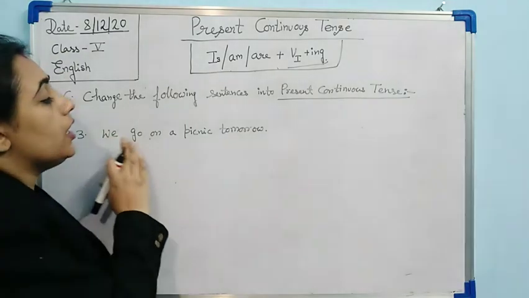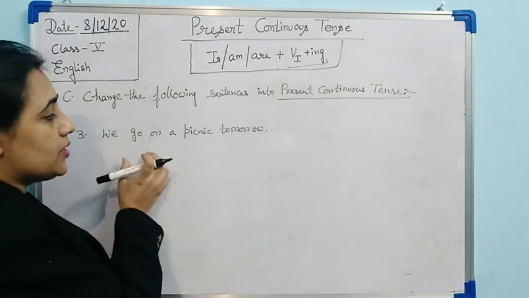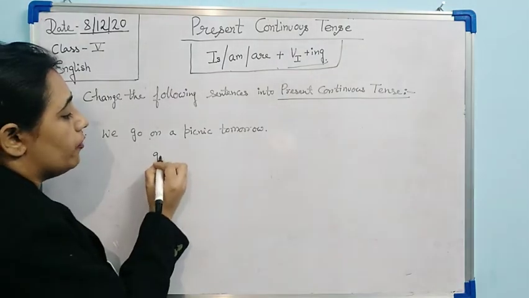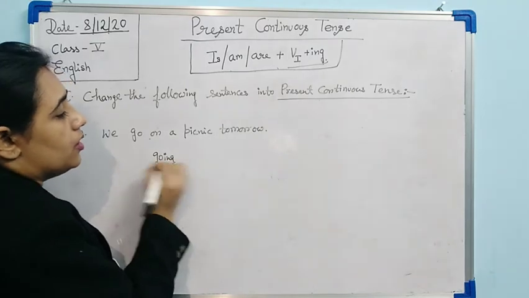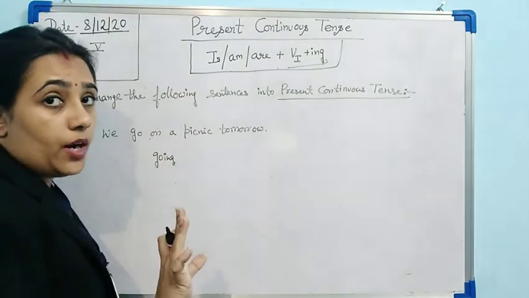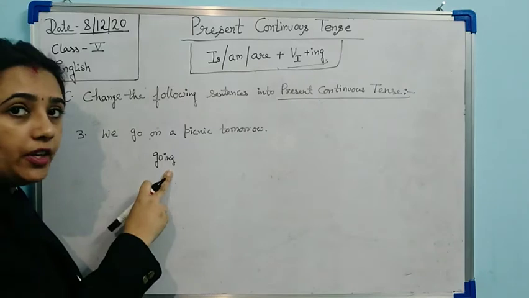Okay. So, we go on a picnic tomorrow. The base form is go only. So, go will remain like this, plus ing. Going. We got the verb. Present continuous tense verb we got.